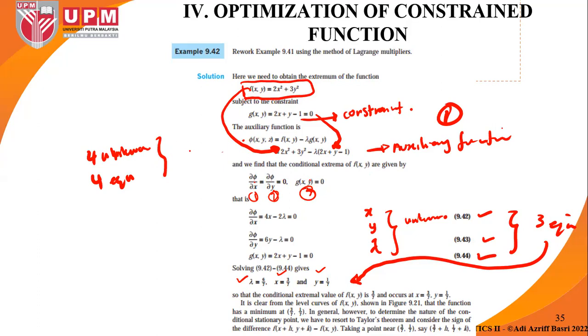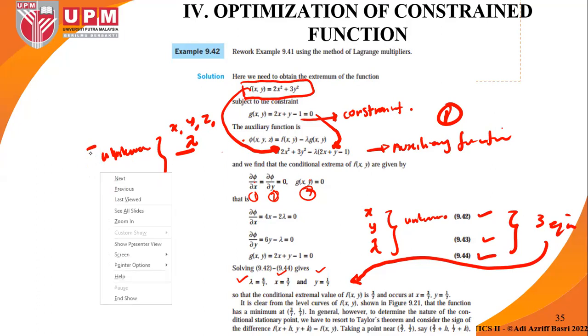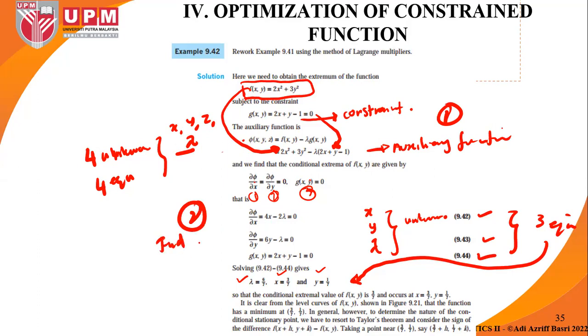For example, maybe you have 5 here because of lambda. So you get the answer of x, y, z, and lambda. So 1, 2, 3, 4: 4 unknowns and 4 equations. If you have a z here, you get x, y, and lambda. So once you have done the first step of the zero function, you find the unknowns.